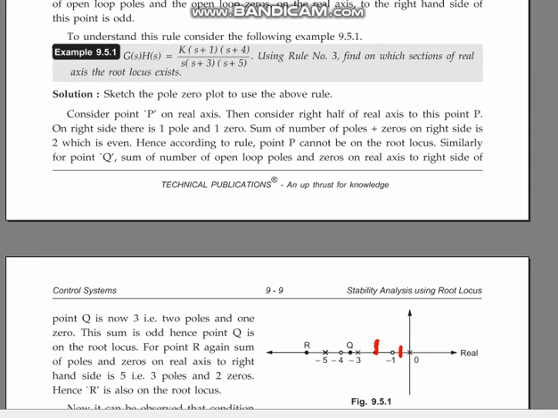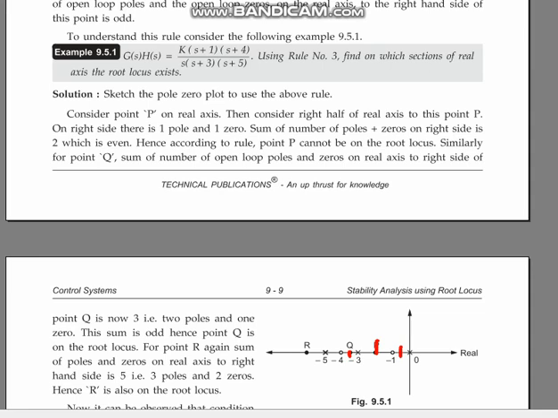Next we go to point Q, between minus 3 and minus 4. I have marked this point Q between minus 3 and minus 4, and now I check the right hand side of Q to see how many poles and zeros are there. It is one pole at minus 3, one pole at 0 and one zero at minus 1. So together 3 roots, so it is an odd number.